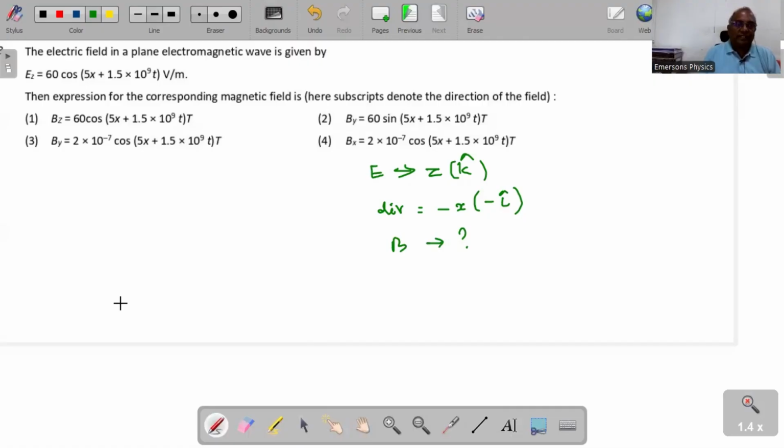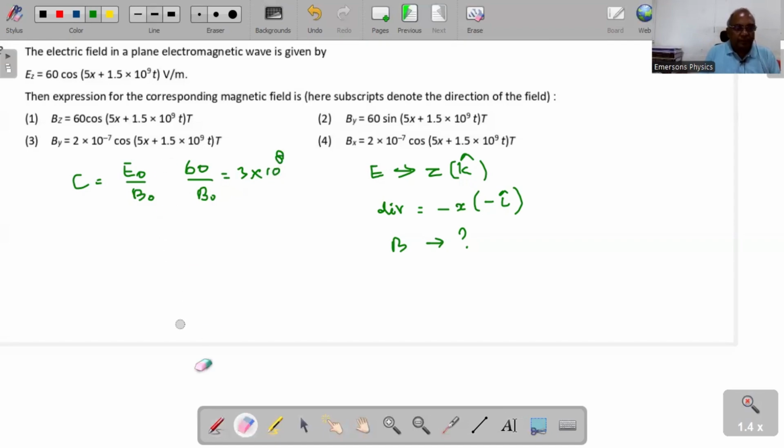Okay. First, we should find out E naught, because B naught is what is asked, so we need E naught. The formula to calculate E naught and B naught is C equal to E naught by B naught. So we have E naught as 60 volt per meter by B naught, which is 3 into 10 to the power of 8, the velocity of light, because it's an electromagnetic wave.